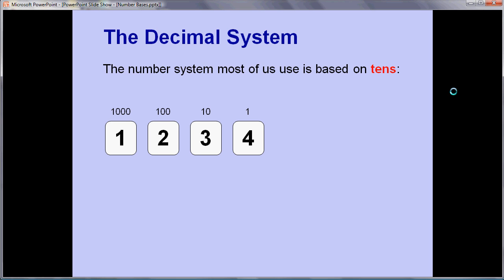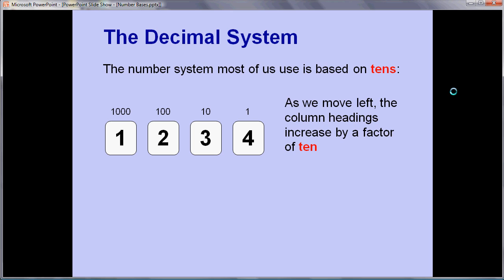So there's a decimal number, 1234, which we can read straight away because we've been learning numbers like this since we started infant school. The numbers on the white rectangles are the digits, and above those we have the column headings which give the digits their place value. As we move to the left, those column headings increase by a factor of 10.